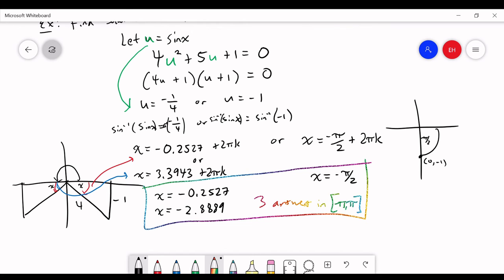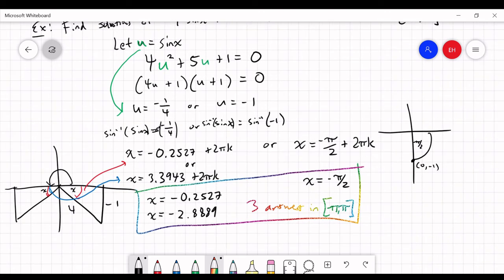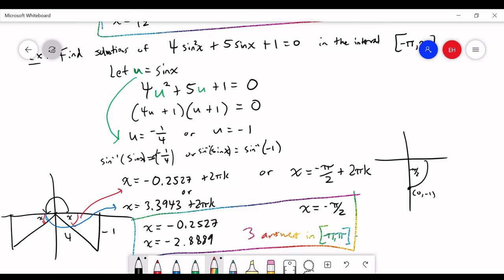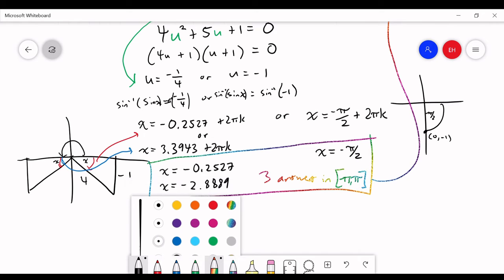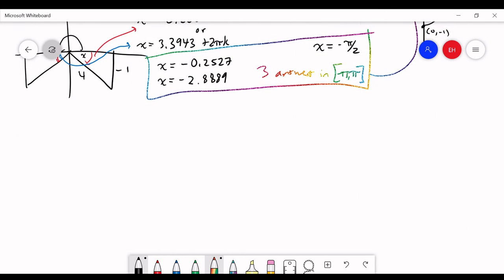Okay, then go to the other part where I say, where is sine equal to negative 1? Well, it's that angle right there, negative pi over 2. And I add 2 pi k rotation, but I only want the answers between negative pi and pi. And if I add 2 pi or subtract 2 pi from negative pi over 2, I'm outside my interval. So I just choose negative pi over 2. So basically we have 3 answers, 3 angles that will fit in our interval.